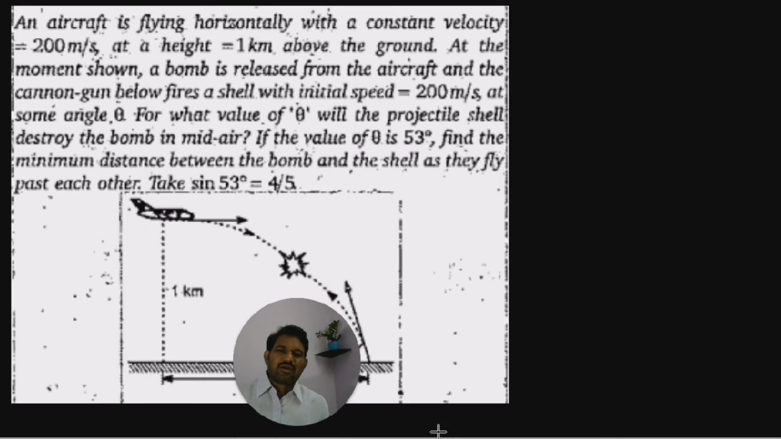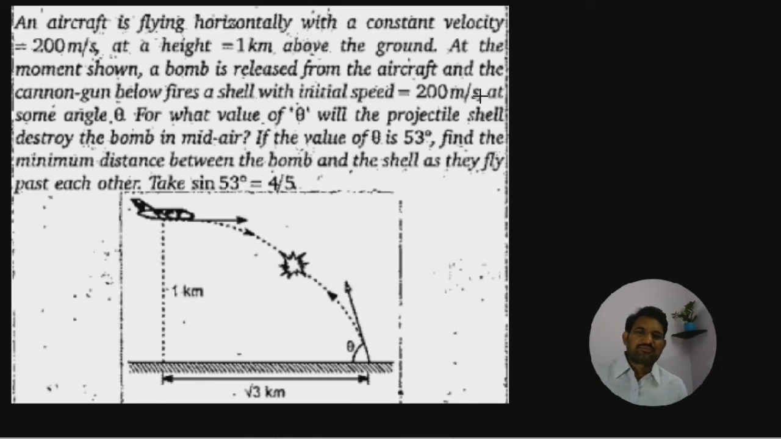And so here let us see one more similar problem. An aircraft is flying horizontally with a constant velocity of 200 meter per second at a height of 1 kilometer above the ground.